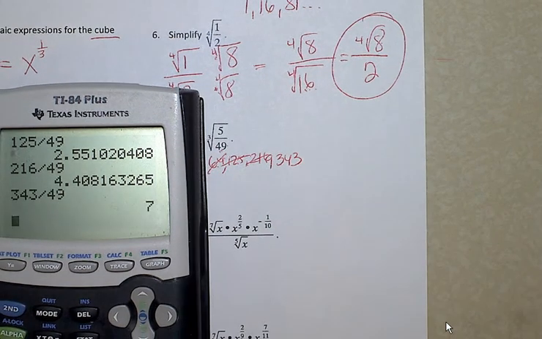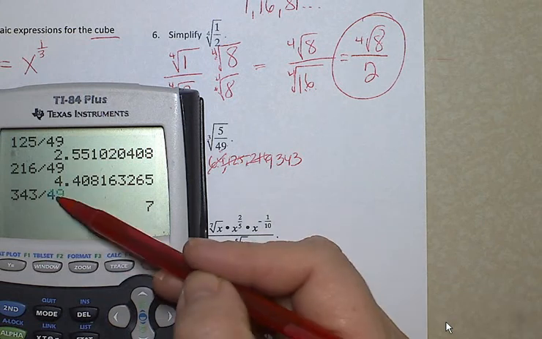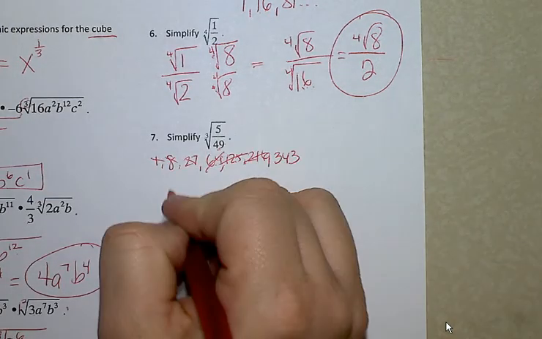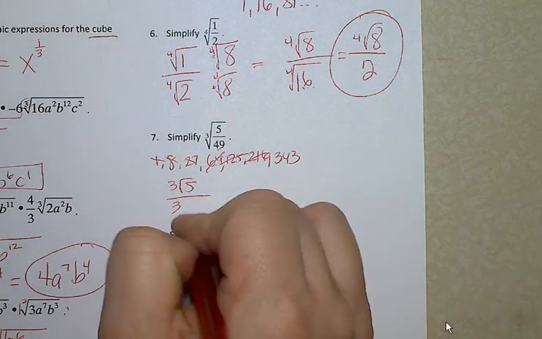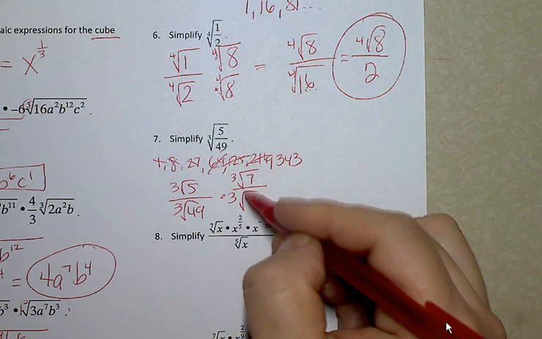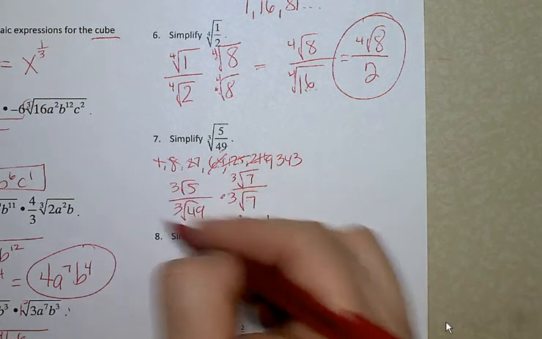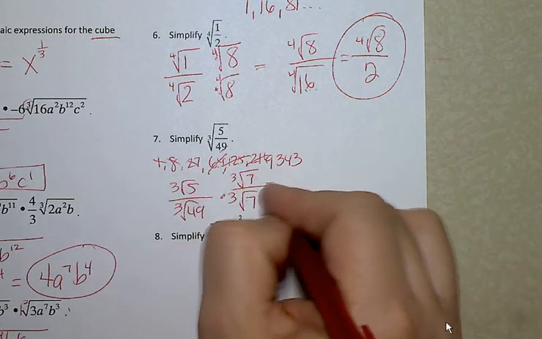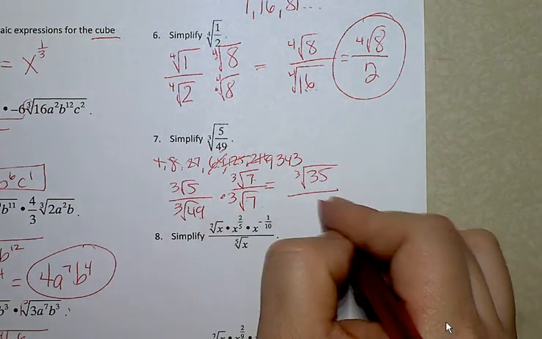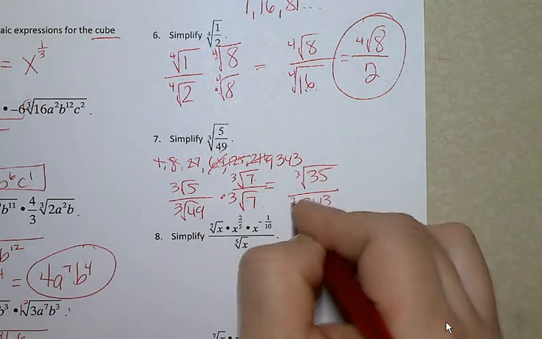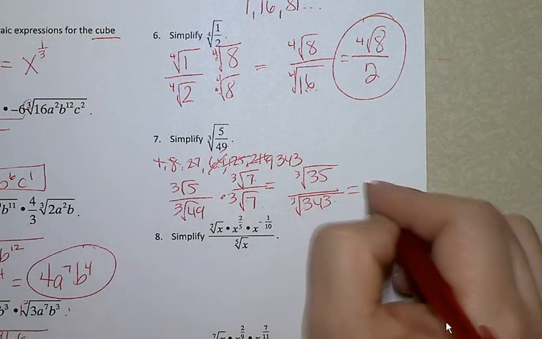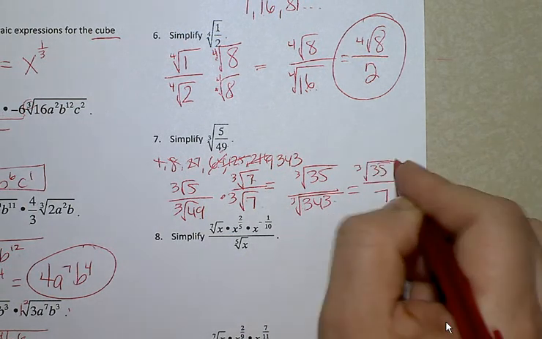It does work. So what does this tell us? We need to take 49 times 7 to get 343. So I need to take this times 7. Whatever you do to the bottom, you do to the top so that the value of the original expression does not change. 5 times 7 is 35. And 49 times 7 is 343. We know that the cube root of 343 is 7. And this problem is done.